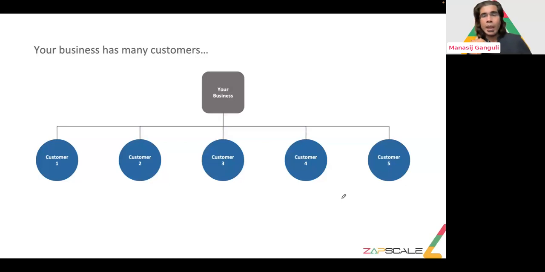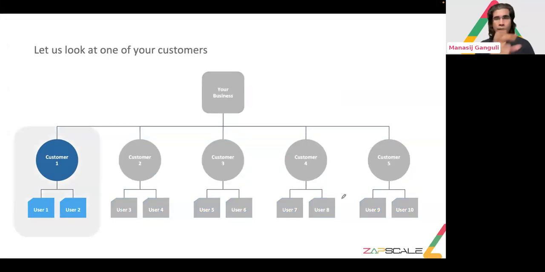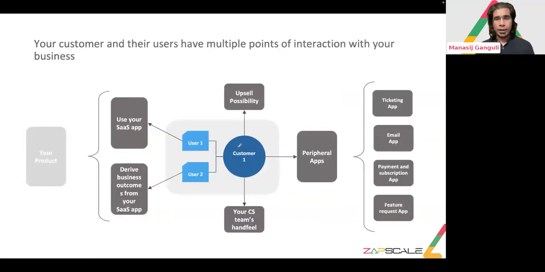So here we go. How do we go about doing this? Yes, we have many customers who have many users. And if I look into any one customer, that customer has a bunch of users who are using your SaaS product every day. So there's product usage which we need to measure. These users are doing certain activities through which they are deriving the business outcomes that your product is promising them. So we definitely look into business outcomes from products. Business outcomes are different from product usage.